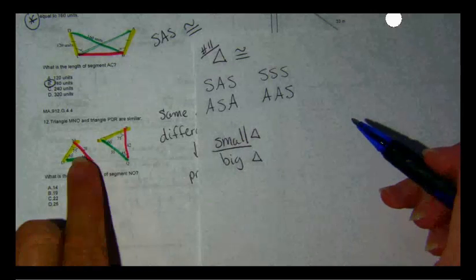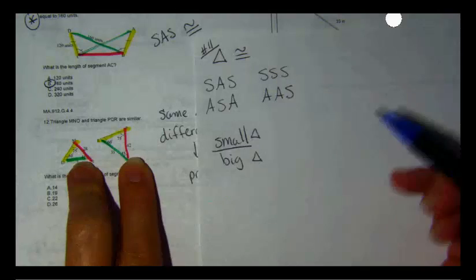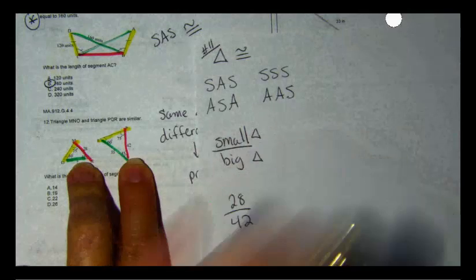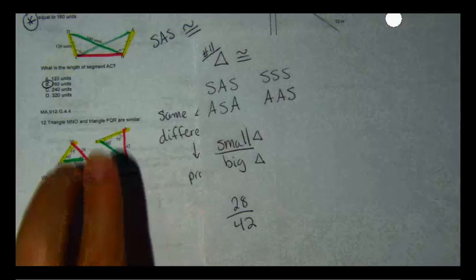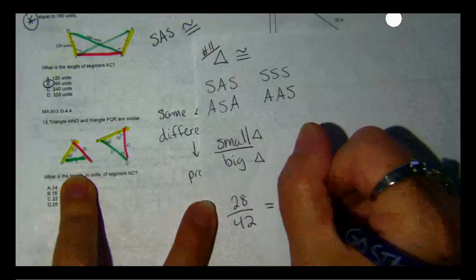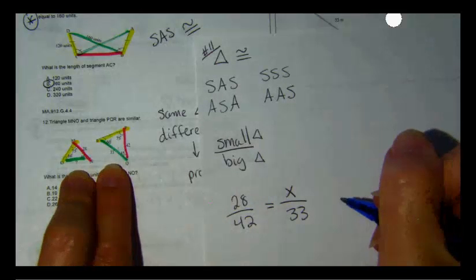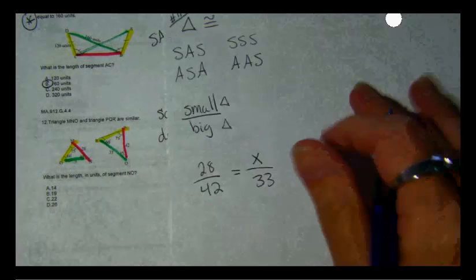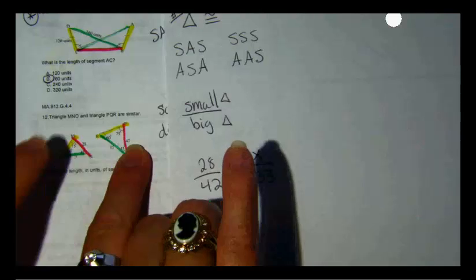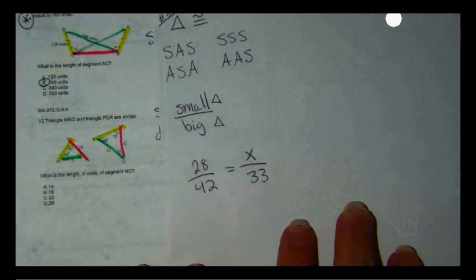Okay, so 28 is going to go over 42. The sides that go together go in one fraction. And then I don't know what this is, so I'm going to call it x, and it goes over 33. But wouldn't it be smaller? x is smaller than 33 because 28 was smaller than 42. So x goes on top of 33.